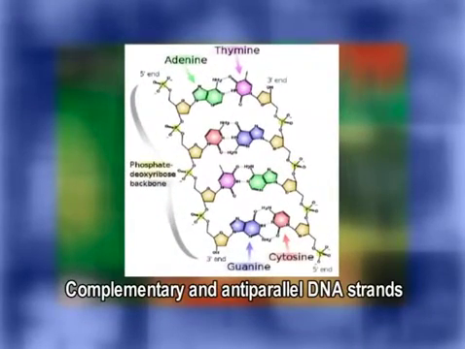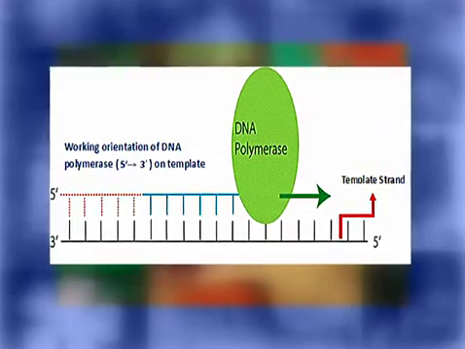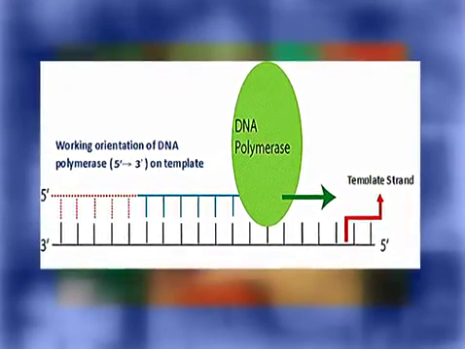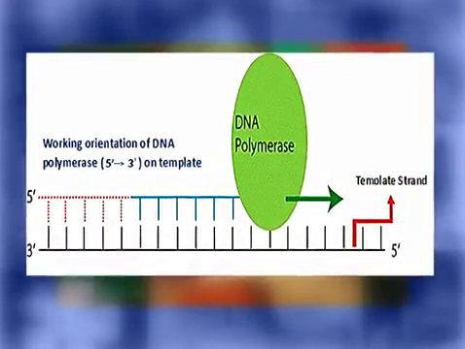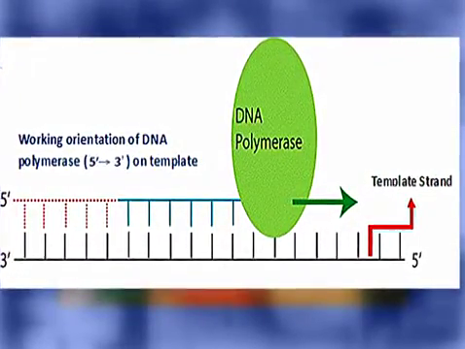Besides being complementary, the 2 strands of DNA are antiparallel, that is, oriented in opposite directions. This directionality is important in DNA synthesis because DNA polymerase can only synthesize DNA in one direction by adding nucleotides to the 3' end of a DNA strand.